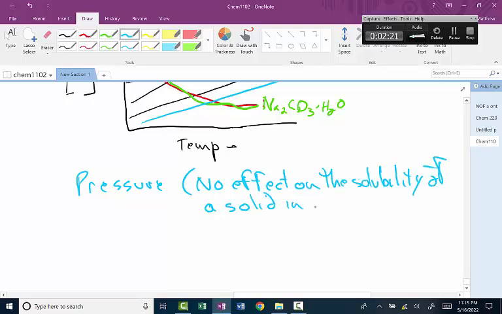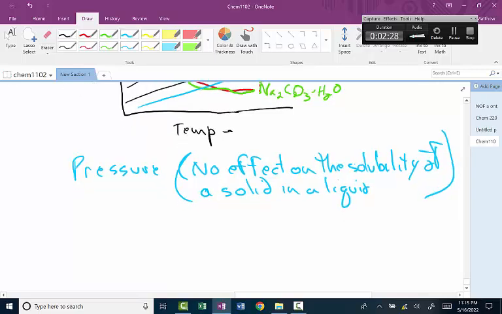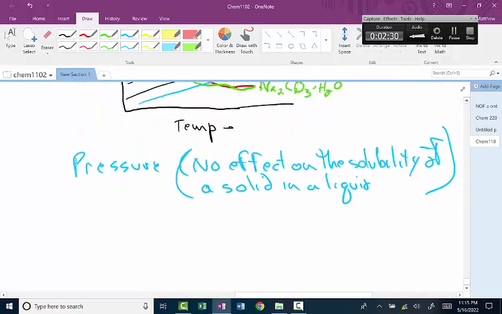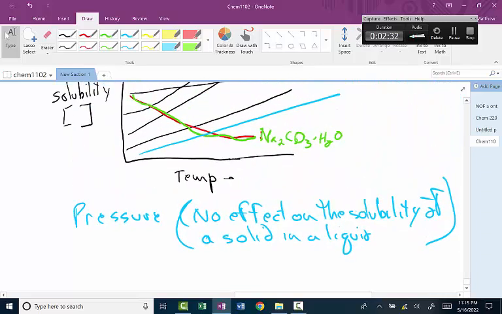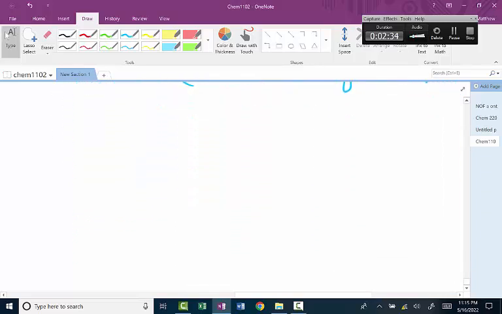Okay, as you can expect, the pressure has no effect on the solubility of a solid in a liquid, unless you get to extremely high pressures, which we're not going to deal with in this class. Okay, so that's it for the solids, only affected by the temperature, and it increases with temperature. This is why I use hot water to wash things.